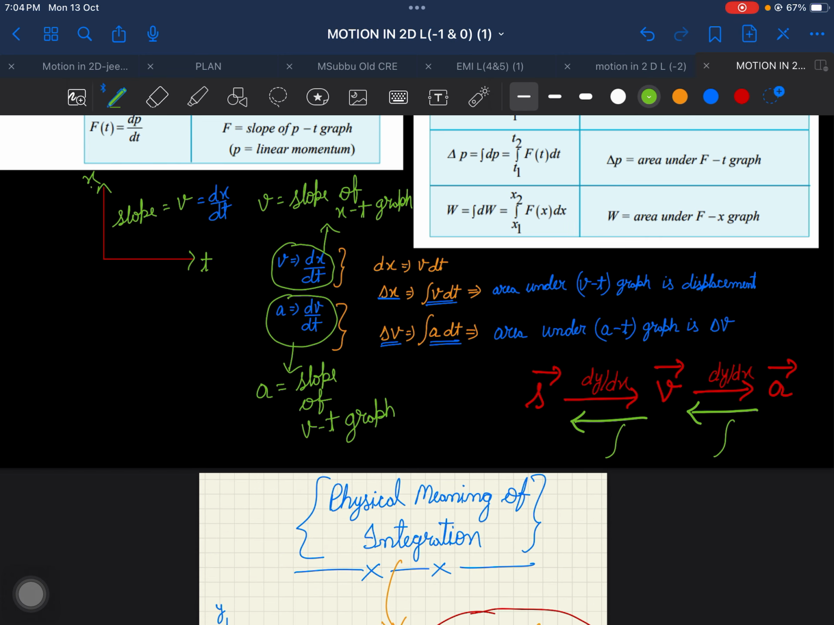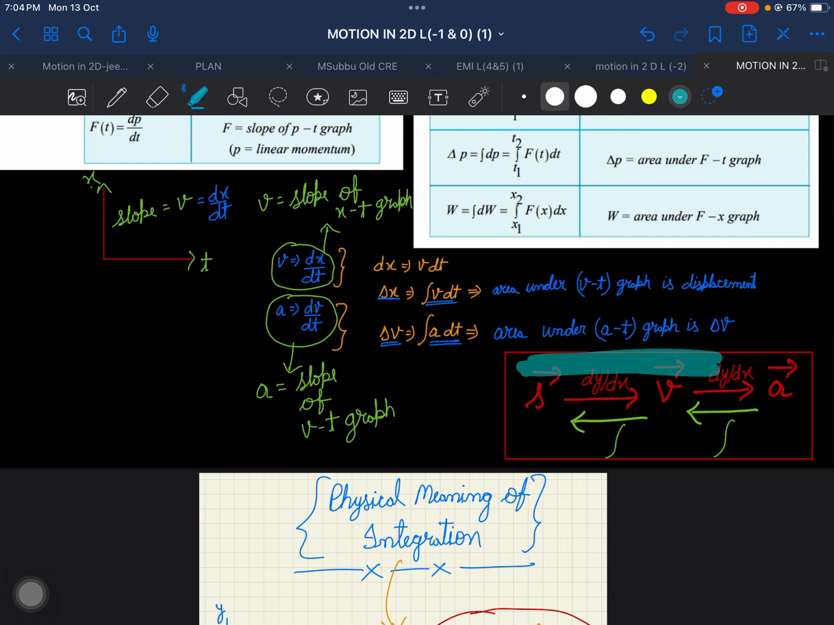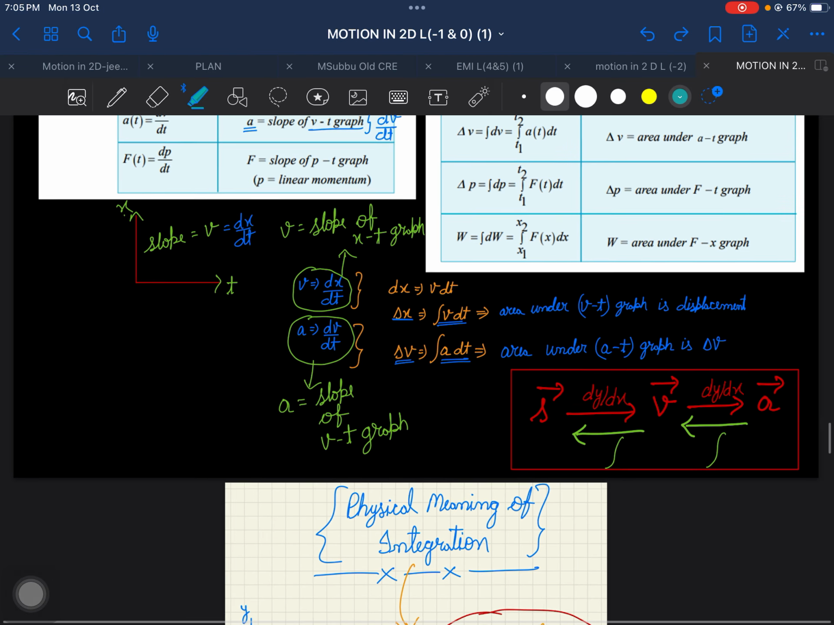All right, so this is the conclusion of today's lecture. Students, if you differentiate the displacement-time graph or position-time graph, you will get velocity. And if you differentiate the velocity-time graph, you will get acceleration. And the area under the a-t graph is your change in velocity. The area under the v-t graph is your displacement. That's it. Clear?